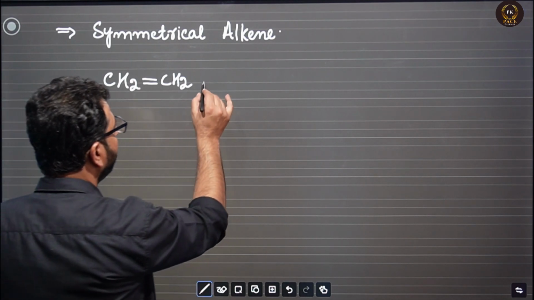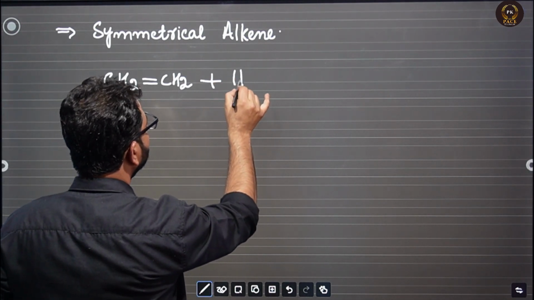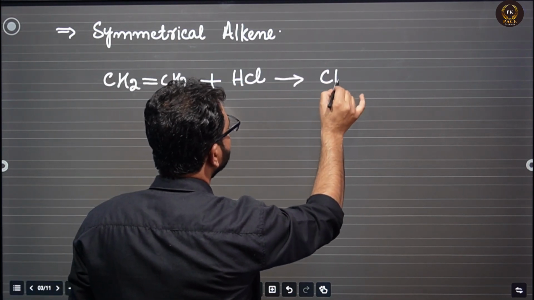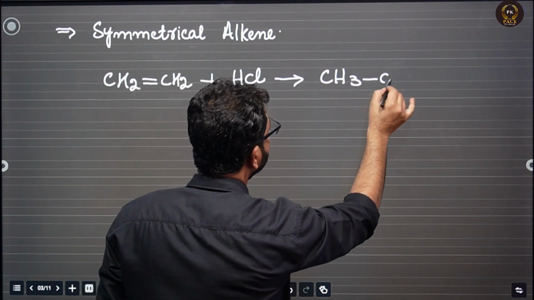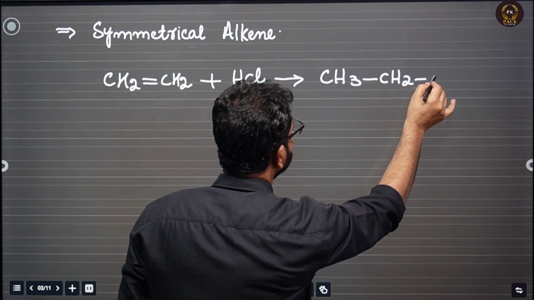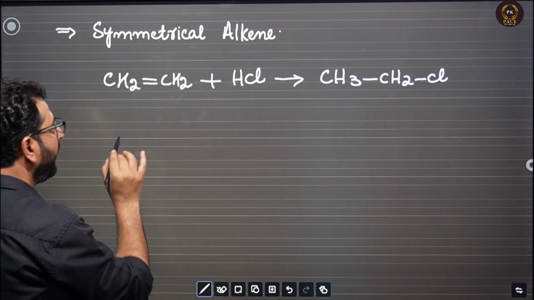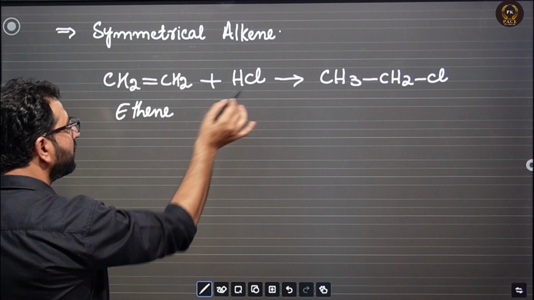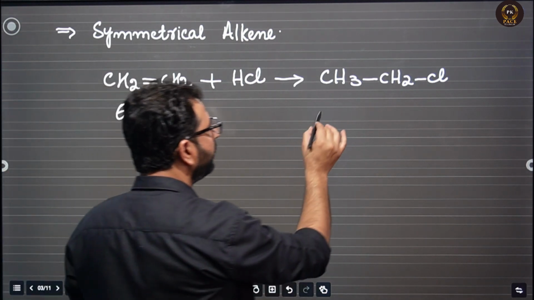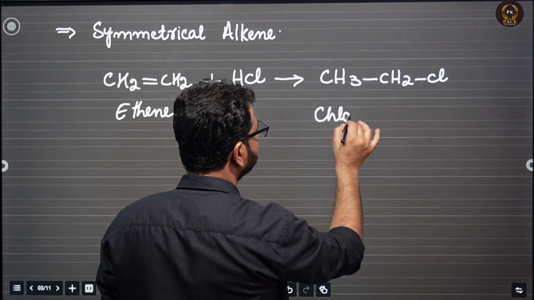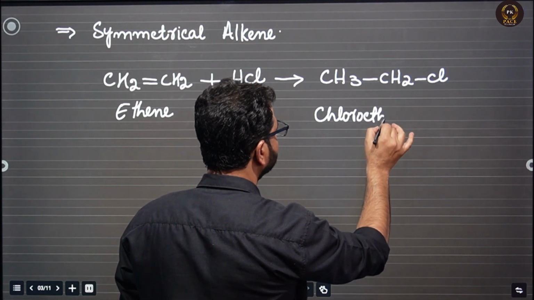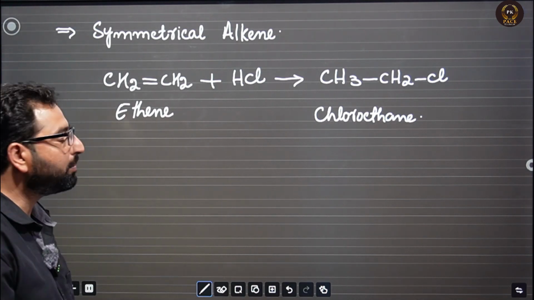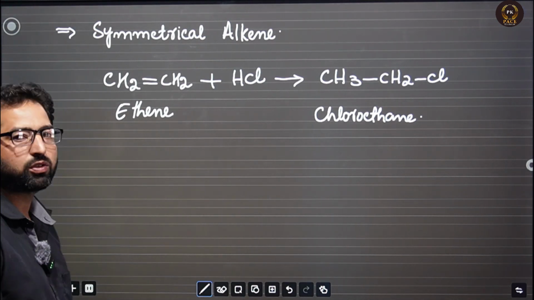If we add HCl to this symmetrical alkene, I will get CH3CH2Cl. As I have told you, this alkene is ethene, this is hydrochloric acid, and we get chloroethane. The first question in this reaction is: which type of mechanism does this reaction follow?